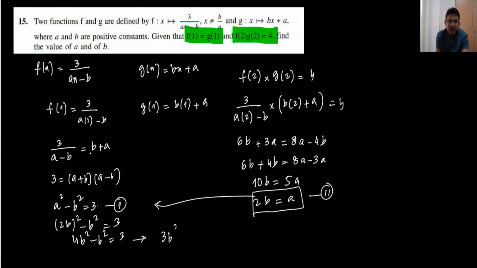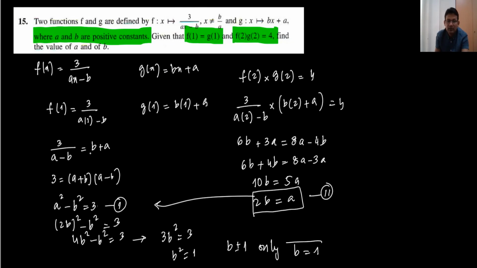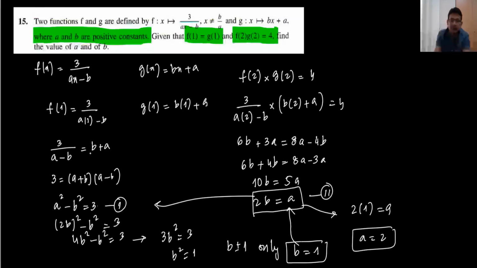3b squared is equal to 3, and b squared is equal to 1, and b is equal to plus or minus 1. And remember, in this question it is already given that a and b are positive constants. So positive means I will write only b is equal to 1, and this value I will substitute here, and that will become 2 times 1 is equal to a, and a is coming 2, and that's it, we have done question number 5.